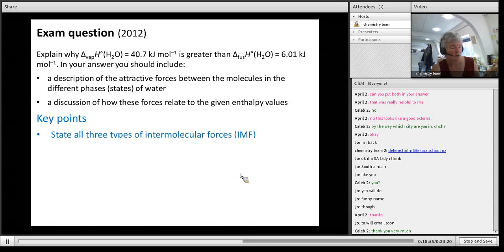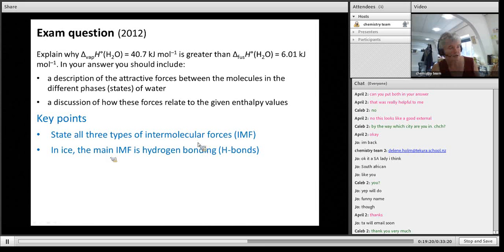So remember, level 2, you get away with just saying intermolecular forces. Level 3, you have to speak about each one and the factors that affect each type. So in this case, it's water. So you've only got one substance, but you can talk about all three, okay?